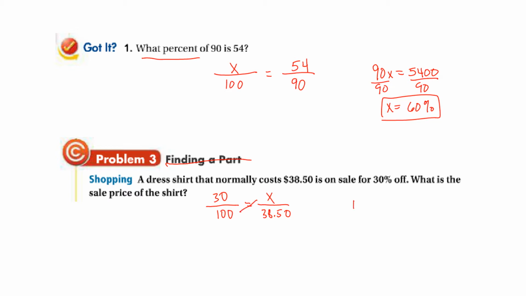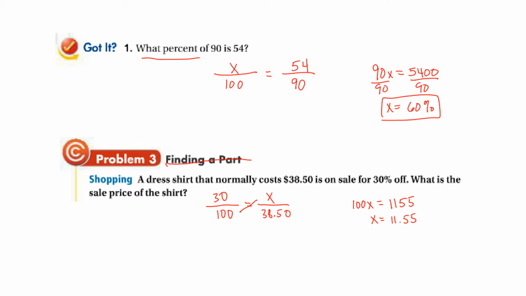100 times x is 100x. 30 times $38.50 is $11.55. Divide $11.55 by 100, and we get $11.55. So that's what my 30% is.